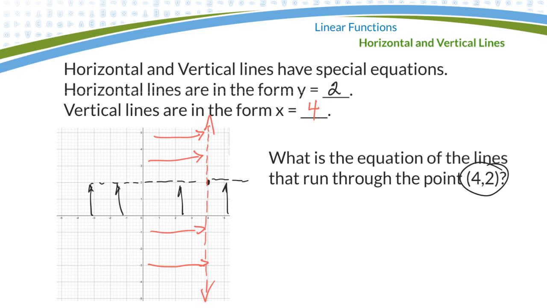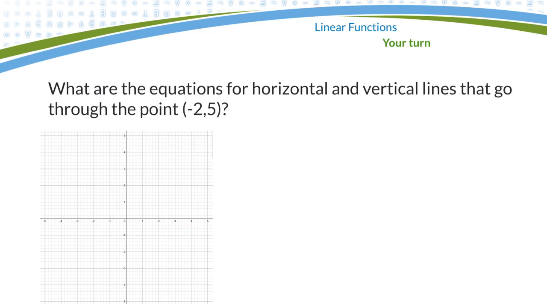Try one on your own. What are the equations for the horizontal and vertical line that go through the point -2 and 5? That point right there. So horizontal line, this one is going to be y is equal to, and it's up 5. So y is equal to 5. And notice it's just that number.